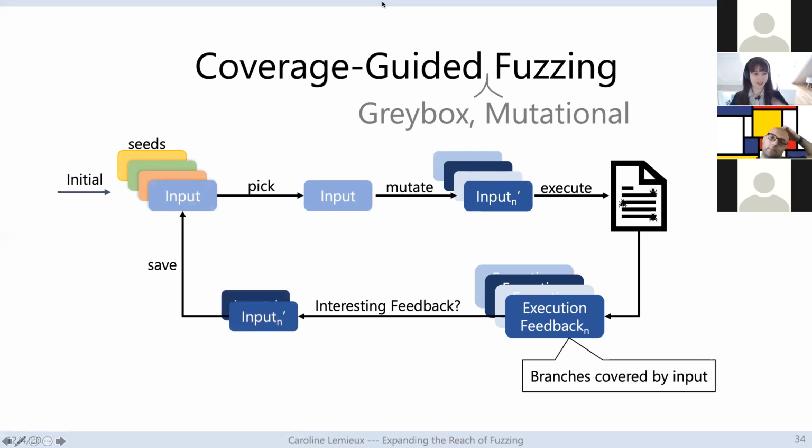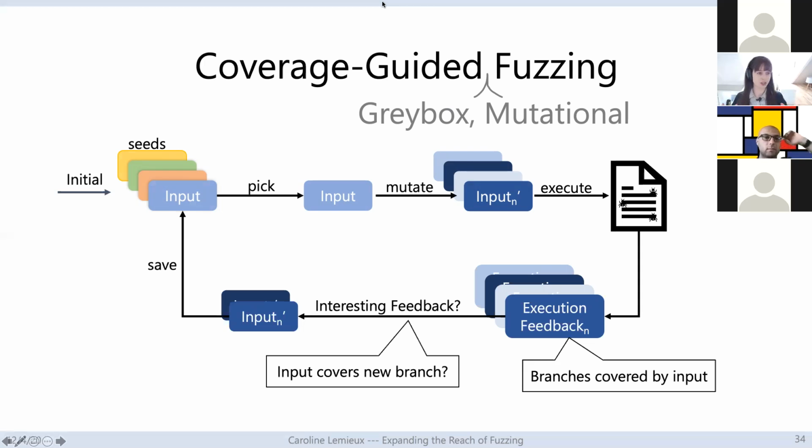And the whole thing is called coverage guided because the algorithm will then save those mutated inputs which covered new branches to its set of existing saved inputs. So over time, you're getting a set of base inputs that are more and more covering different behaviors of the program.